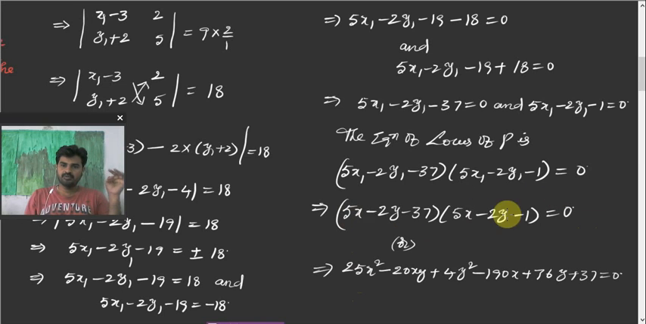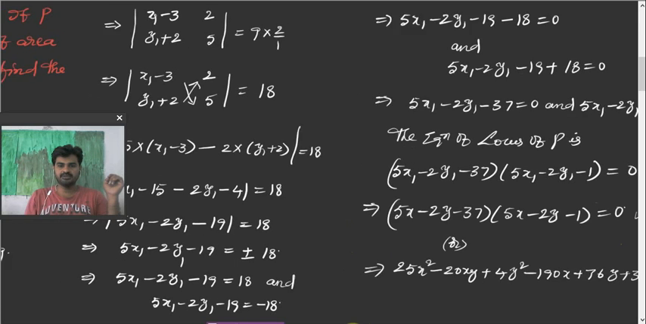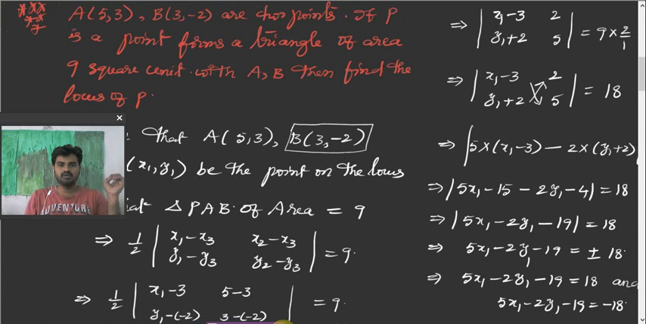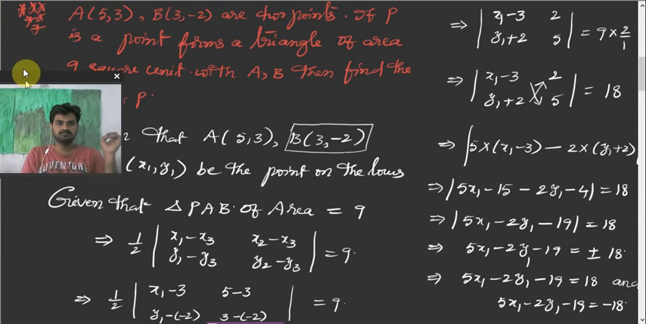So if you take the product of these two, you will get the final answer. Out of these two, you can write any one as the answer. Okay, thank you. This is the area of the triangle, one of the most important problems on the locus concept.